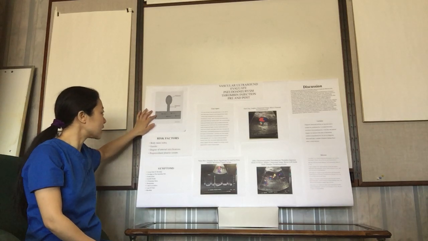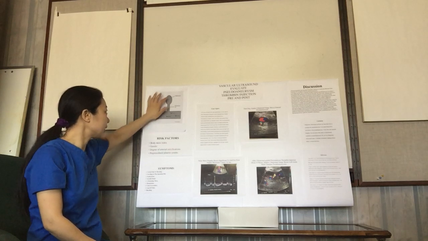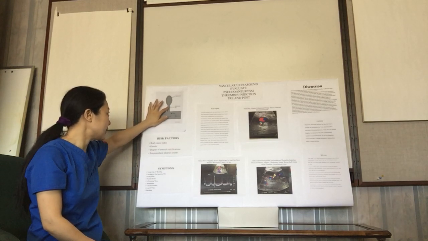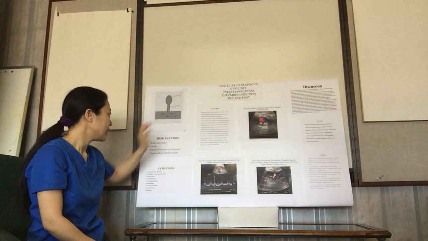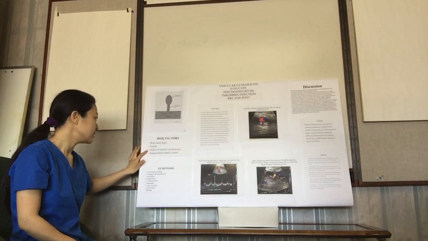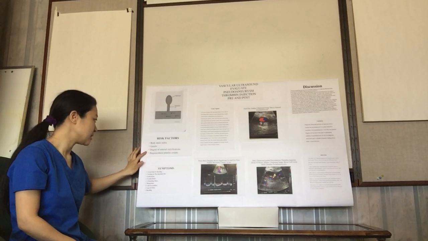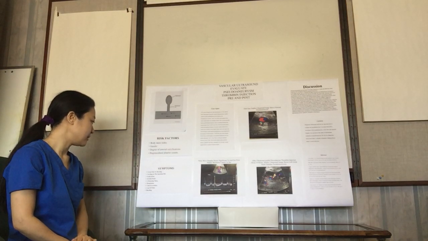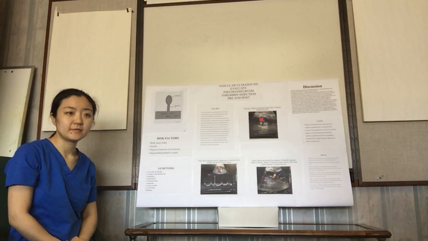You can see this picture demonstrates the pseudoaneurysm. This is the pseudoaneurysm, this is the neck, this is the artery. The risk factors include body mass index, gender, degree of arterial calcification, and platelet counts. The symptoms include groin pain or burning, swelling at the insertion site, systolic bruit, pulsing mass, hematoma, cold extremities, loss of pulse, and bleeding.